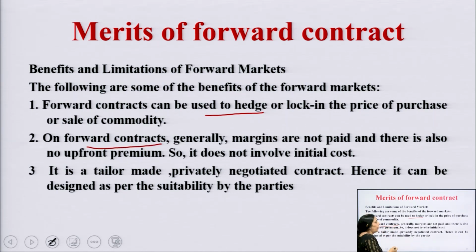On the forward contract, generally the margins are not paid. It means no need to pay any amount, no need to pay or exchange anything. There is no need to pay any cash to the buyer or the seller. No margin amount is required to be paid. In futures, there is a need to pay the margin amount, but in the forward contract there is no need to pay any amount. Initial amount is 0, only the amount will be paid at the time when actual execution of the contract takes place.